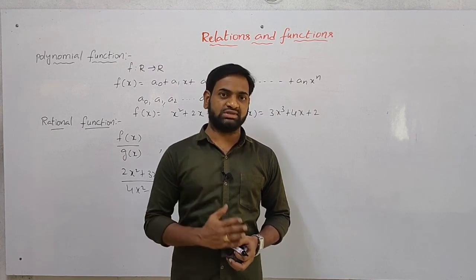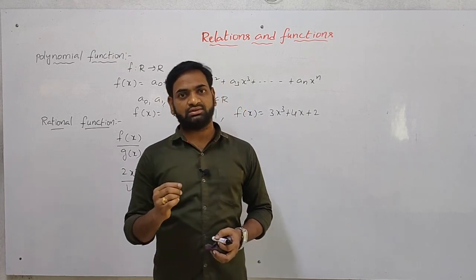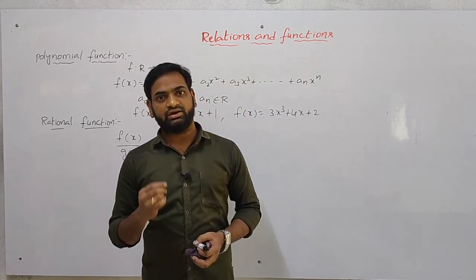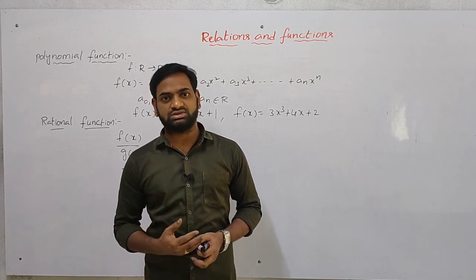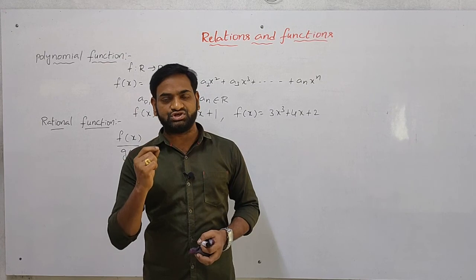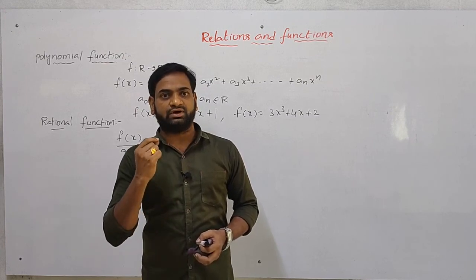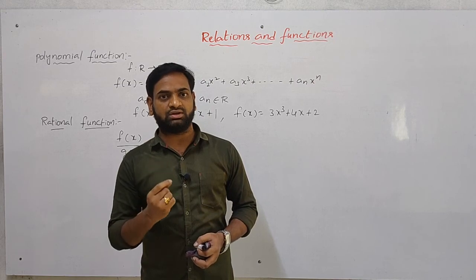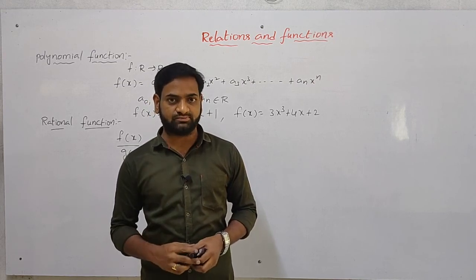The question will be asked like this: define identity function, write domain, range, and draw the graph for it. Like that they will ask the questions. For writing the definition it is 1 mark, for writing domain 1 mark, for writing range 1 mark, and for the graph it is 2 marks.